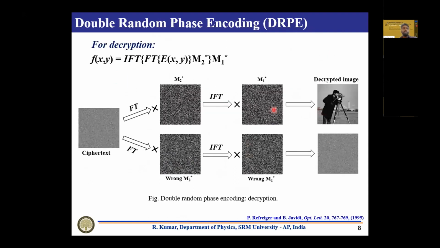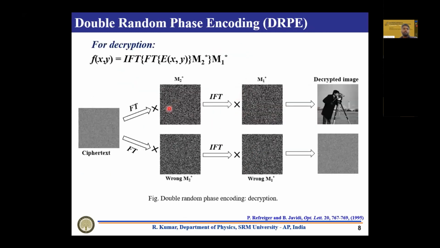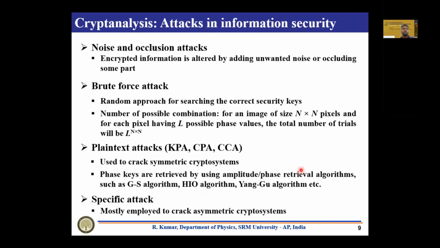Now you can see that to decode the information, we need the complex conjugate of these 2 masks. These are the random phase masks. The original information can only be decoded when we have the correct keys, which are these random phase masks. When one of the keys is wrong, you will not be able to get the original information, which shows the sensitivity of these keys and the strength of the system.